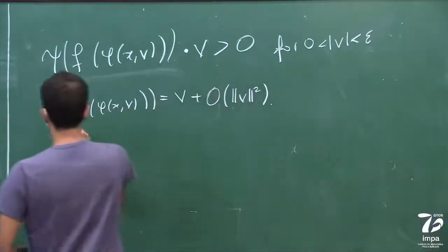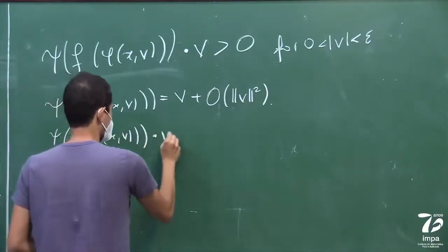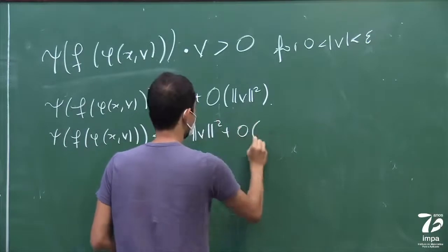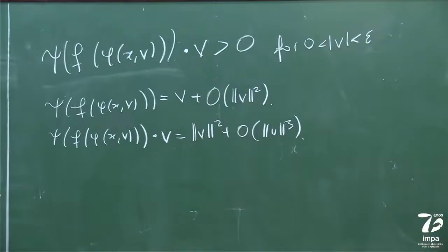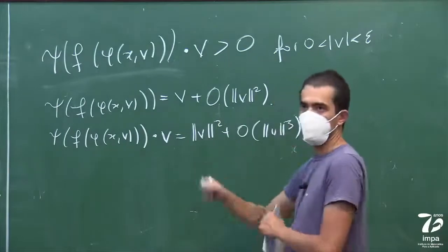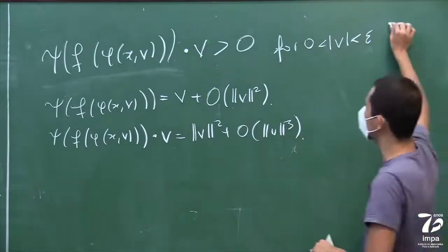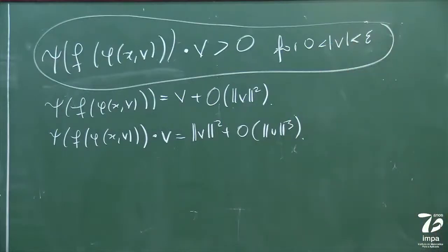So when you take the inner product with v, this is going to be norm of v squared plus the order of norm of v cubed. So if norm of v is sufficiently small, then this is quadratic, so it will be positive for v different from 0. So this is the condition that I want, and you see why this is important. Okay, so I do this on Q0, for x on Q0.